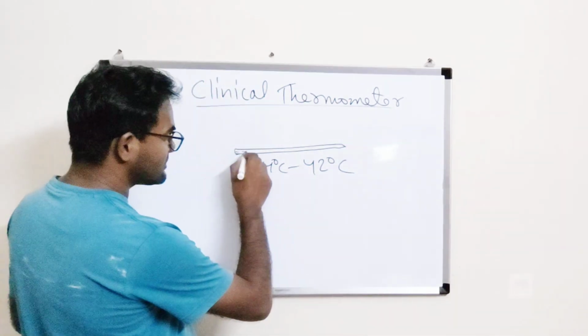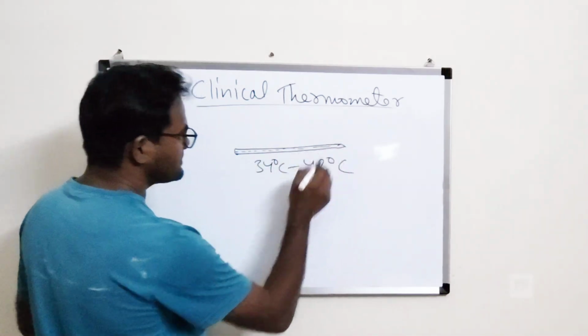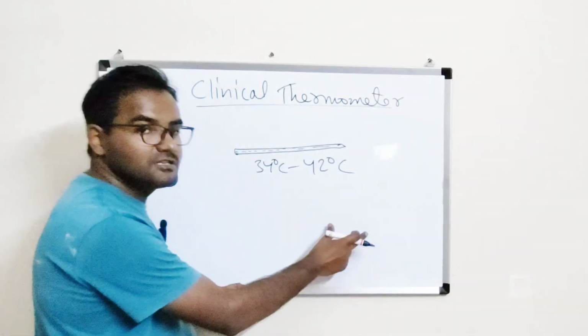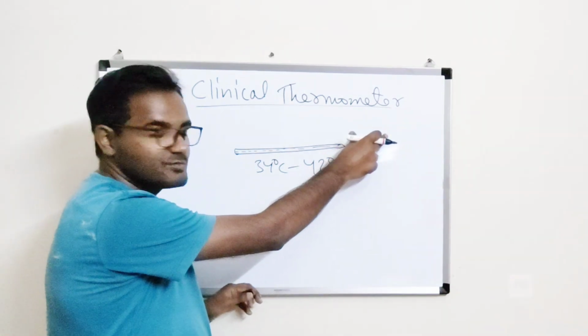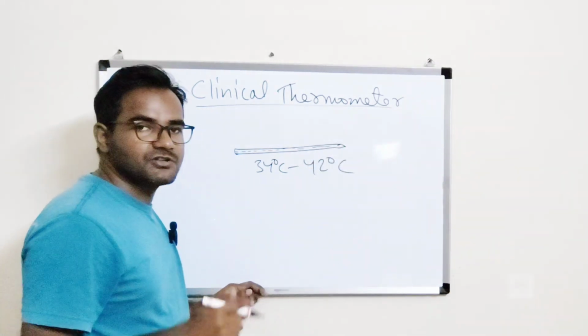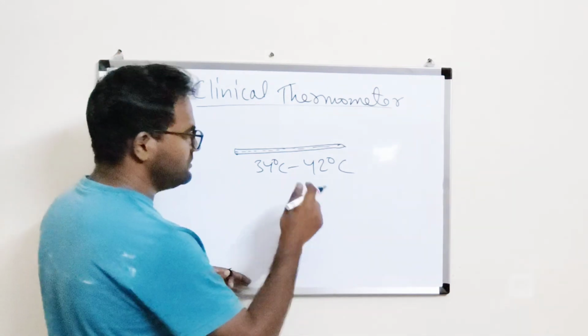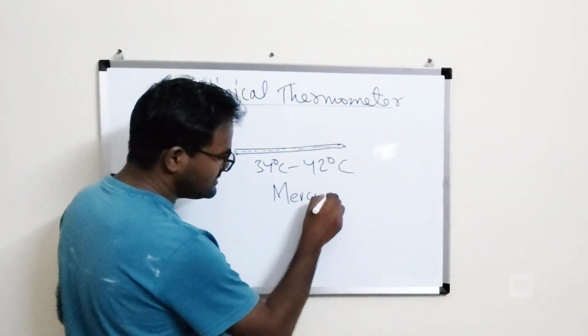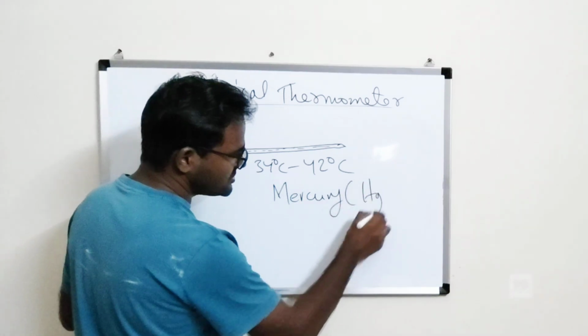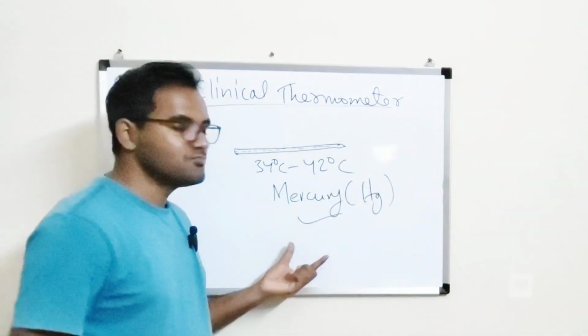Inside this thermometer, you'll see something like a liquid. The mercury goes up with a higher temperature of the body, and it comes down with a lower temperature of the body. All right, so what is that metal which is used inside the thermometer? That is mercury. Its formula is Hg. This is very, very important.